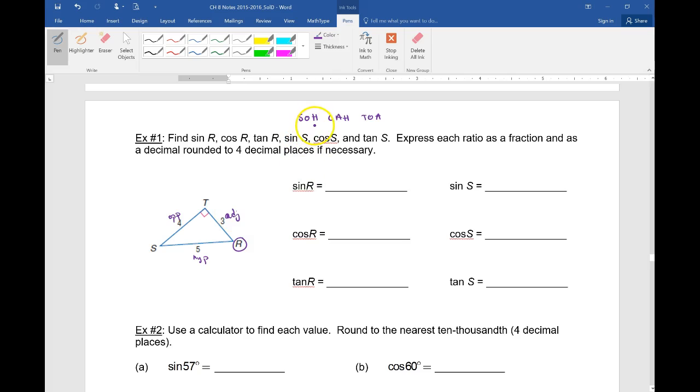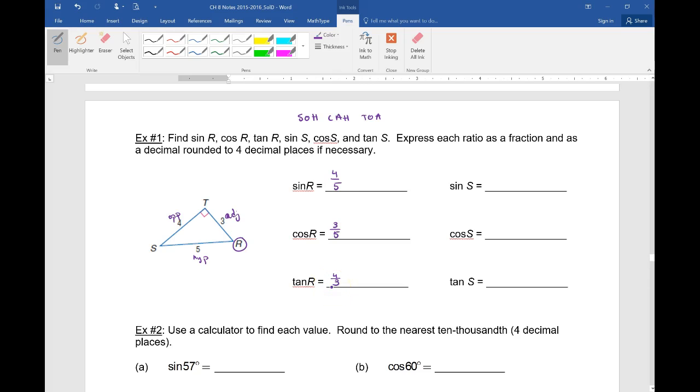Now, sine is opposite over hypotenuse. Opposite is 4, hypotenuse is 5, so this is just 4 to 5. I'll deal with the decimals in a little bit. Now we need cosine. That's adjacent over hypotenuse. So what over what? 3 to 5, right? 3 over 5. And what about tangent? Opposite over adjacent is 4 over 3.